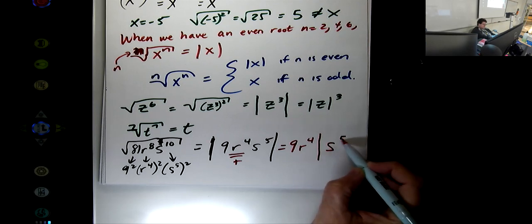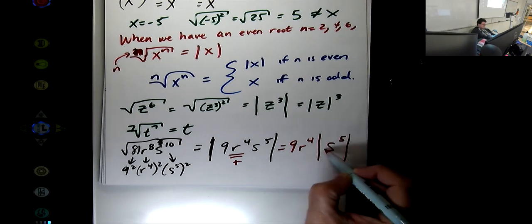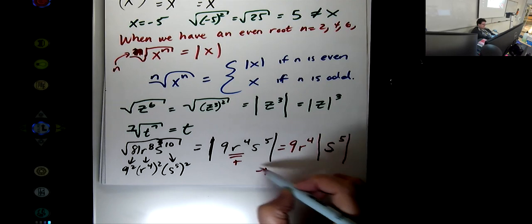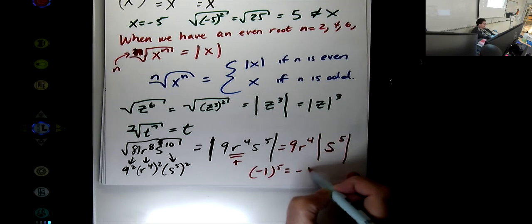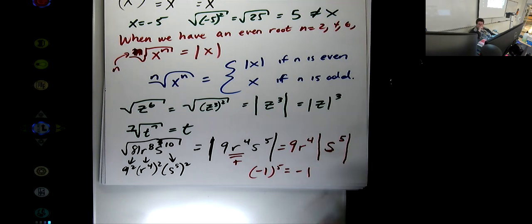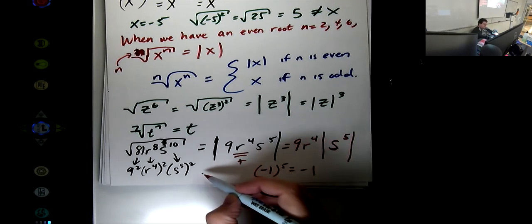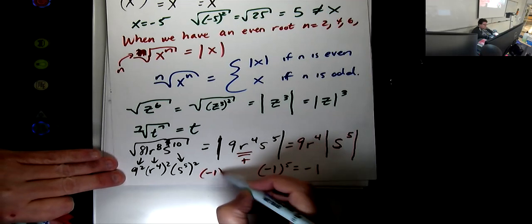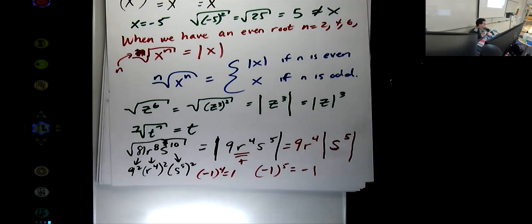S to the 5th, though, does need to stay inside. Because like -1 to the 5th power is -1. And so I can't just take it out without it. -1 to the 4th power is +1, so I can pull that out. The absolute value is not helping it. Whether it's negative or positive, it doesn't matter what's going on with r, it's not going to be negative, so I can just pull it out.